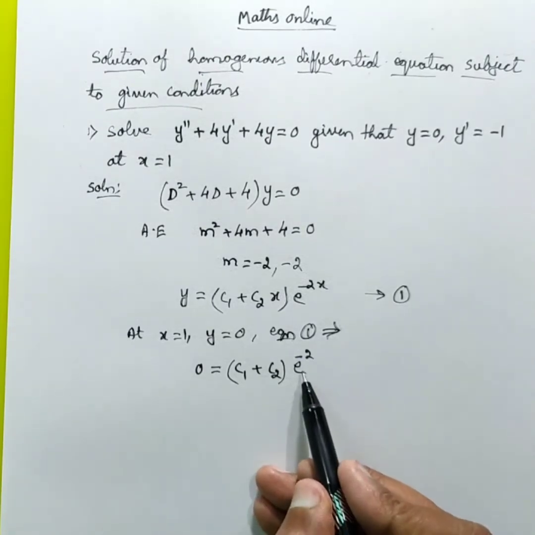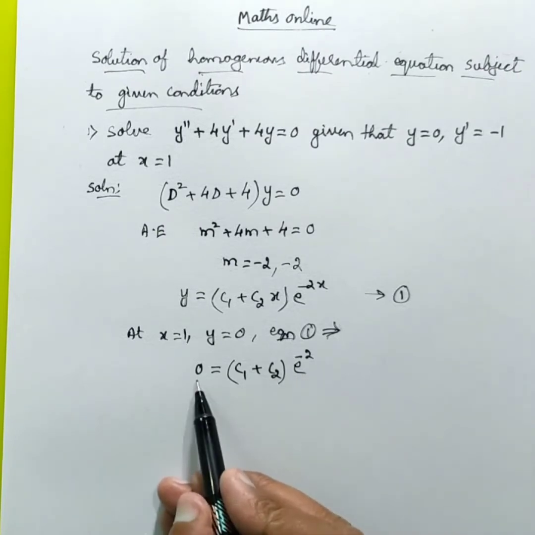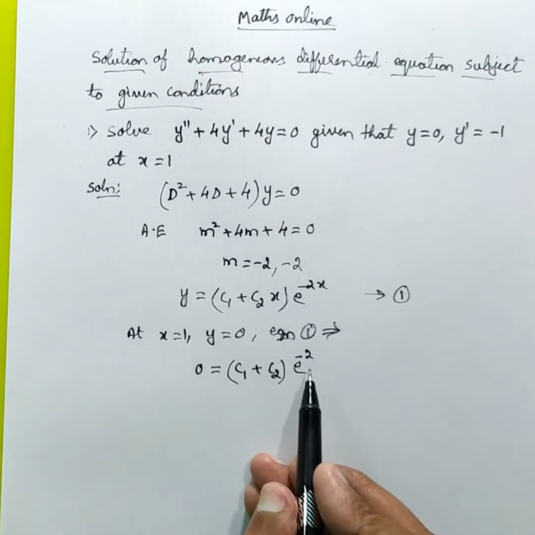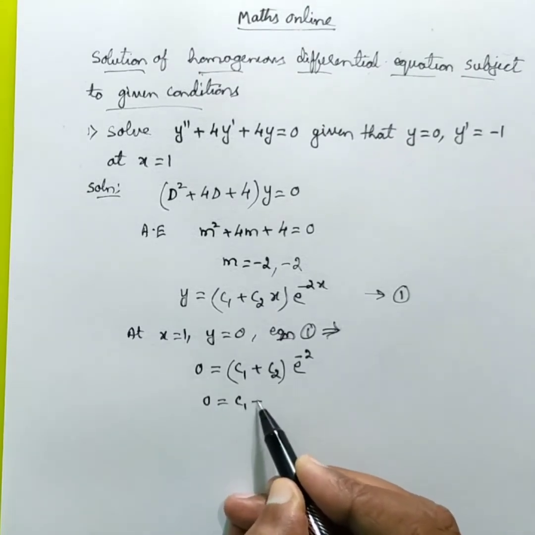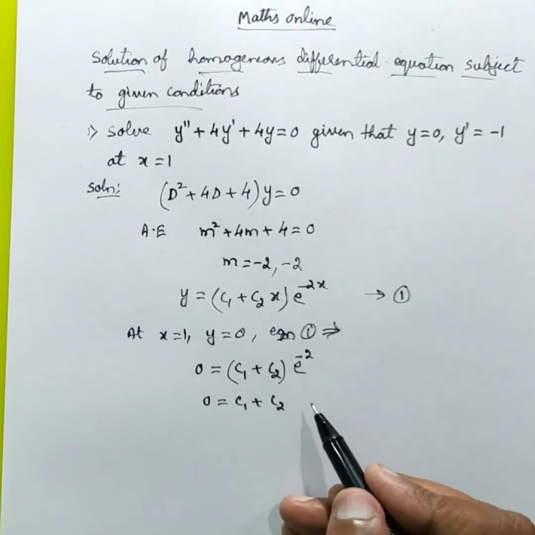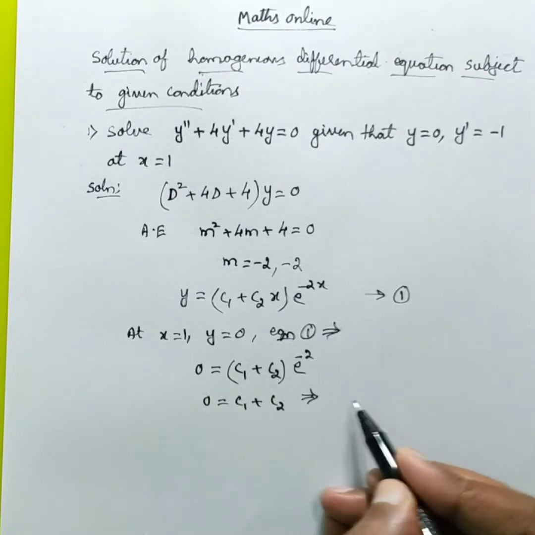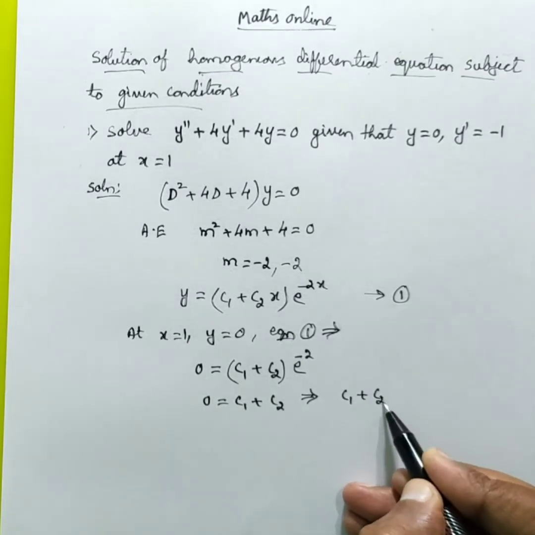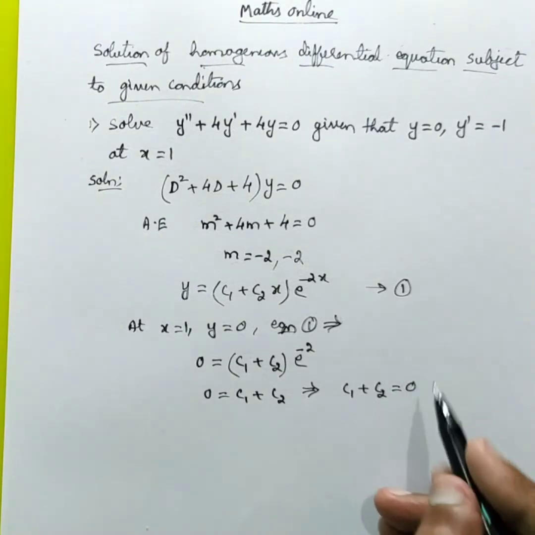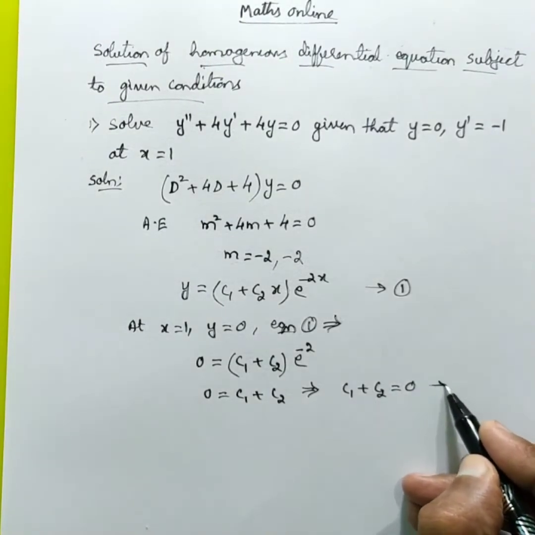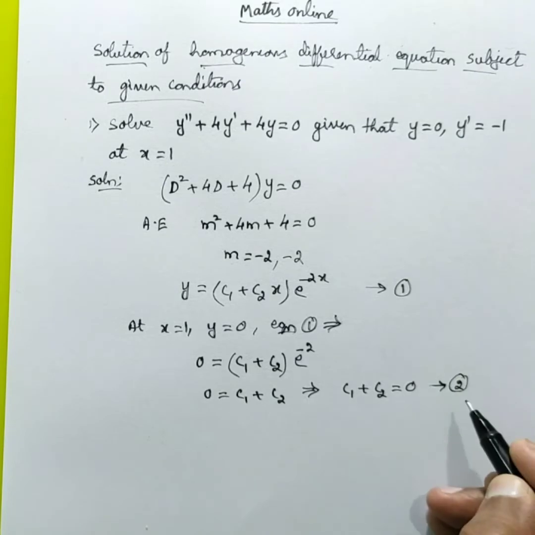If you cross multiply this e power of minus 2 to the other side, it becomes 0 by e power minus 2, which is 0 itself. Therefore you have 0 equals c1 plus c2, or you can write c1 plus c2 is equals to 0. So let us keep this equation as it is and use the second condition. Let us take this as equation number 2.